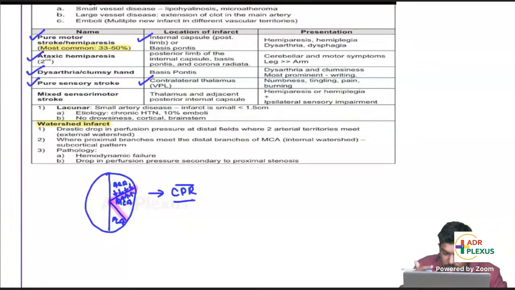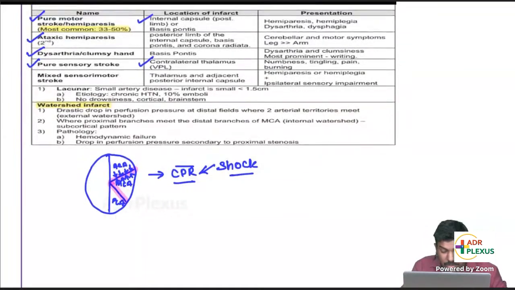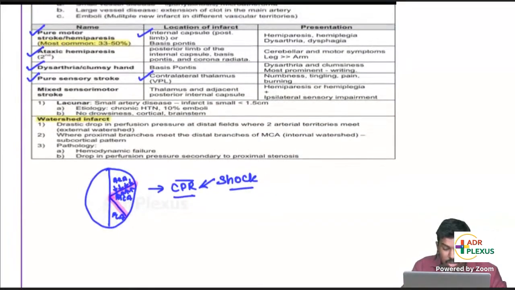Because of this, the patient is going to have features of stroke, and lacunar stroke features can occur. Why does this happen? Whenever a patient is in shock, you go for CPR, and in CPR the patient has decreased perfusion over the border area, which is called watershed infarct. This is a very important thing in your exam.